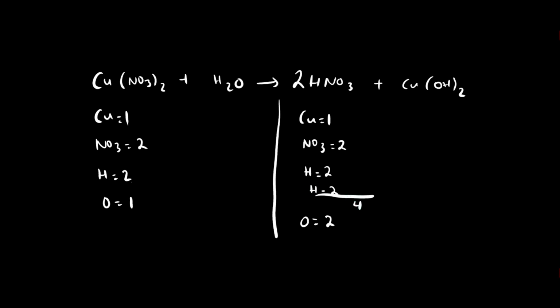On the left hand side we have 2 hydrogen. On the right hand side we have a total of 4. Least common multiple of 2 and 4 is 4. So we need to introduce a coefficient of 2 in front of the water. And so now what we have is 4 hydrogen on the left and 2 oxygen on the left. And now this equation is balanced.